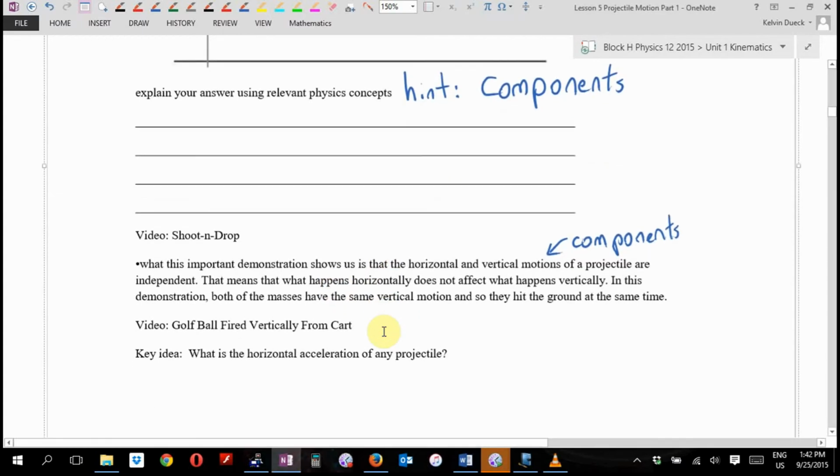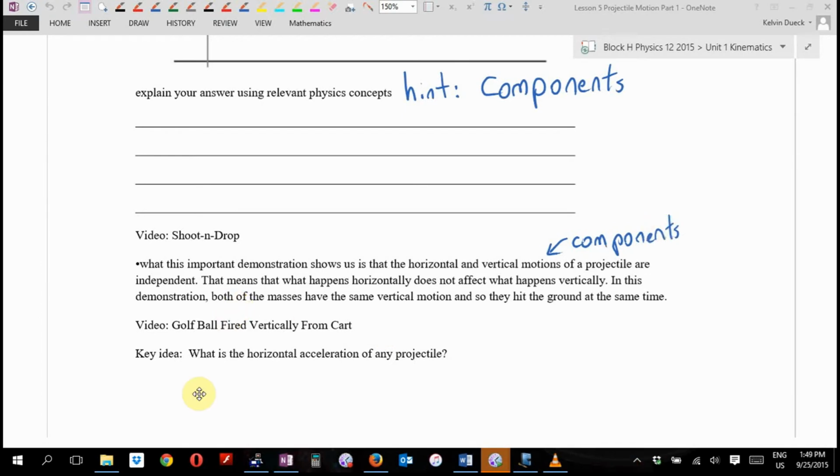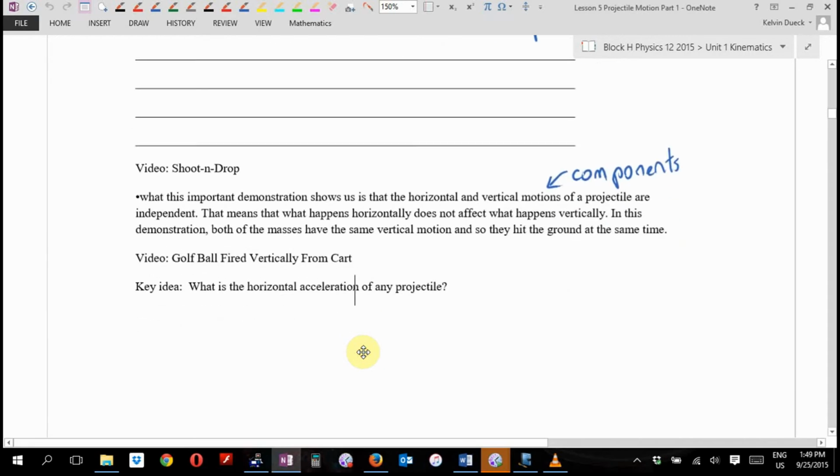Okay? So let's talk about the components. Vertically, your acceleration, you already know. What's the vertical acceleration due to gravity? Negative 9.8. What about horizontally? What's the acceleration horizontally? Well, let's see if you can figure it out from observation. What's the key idea? What is the horizontal acceleration of any projectile? I don't want to write that out, that's too much writing. What's a good letter to use for acceleration? A. What's a good abbreviation for horizontal?